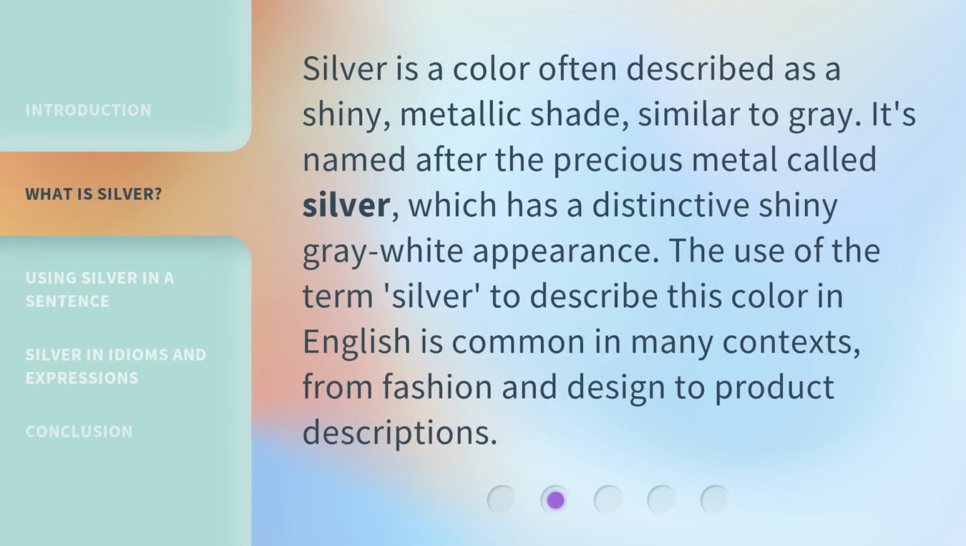Silver is a color often described as a shiny, metallic shade, similar to gray. It's named after the precious metal called silver, which has a distinctive shiny gray-white appearance. The use of the term silver to describe this color in English is common in many contexts, from fashion and design to product descriptions.